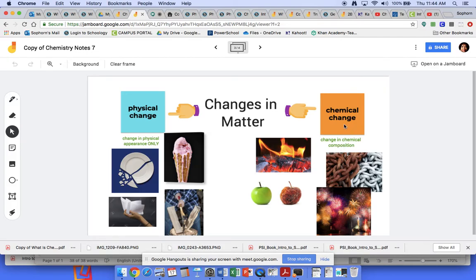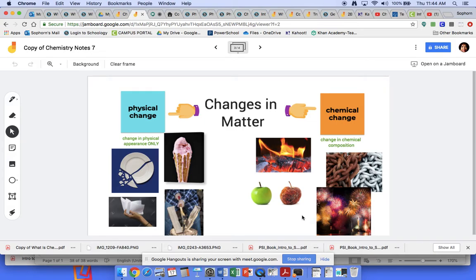Chemical change is when there's a change in the composition, the chemical makeup. When you burn a piece of wood, basically the chemicals in there are different now than they were before. That's a chemical change. When an apple goes bad, like this, the chemicals in the apple are different than they were before. Same when something rusts, new to old like this, that's a chemical change. Exploding fireworks, that's a chemical change also.